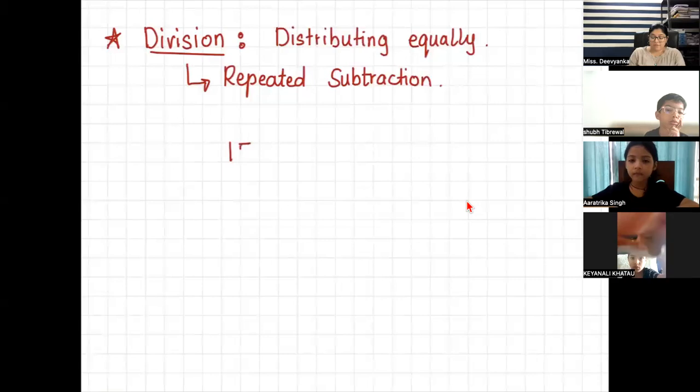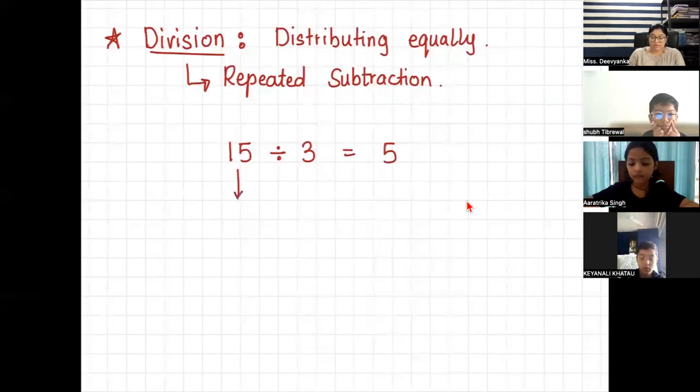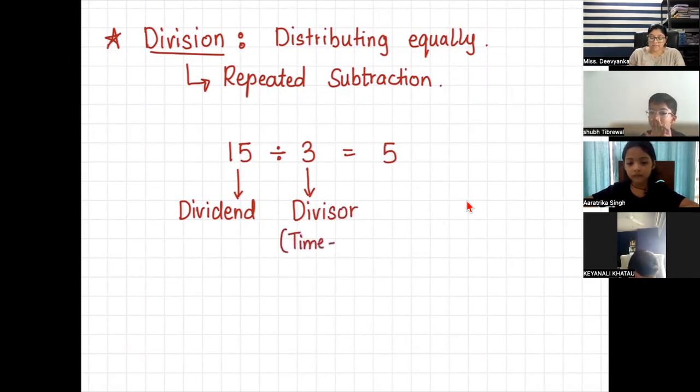Now, in this case, let's look at the different terms. Let's say I'm doing 15 divided by 3 is equal to 5. Now, here, your 15 is called the dividend. What is it called? Dividend. Next one, number 3 is your divisor. And your divisor is the number for which you will be saying the timetable. Okay.